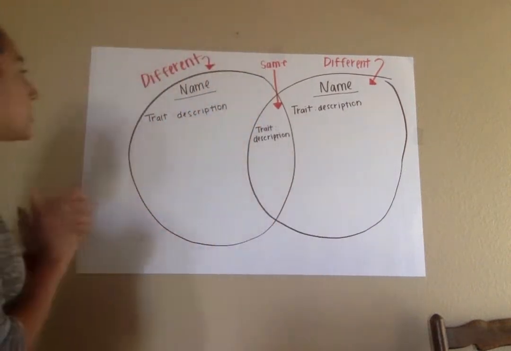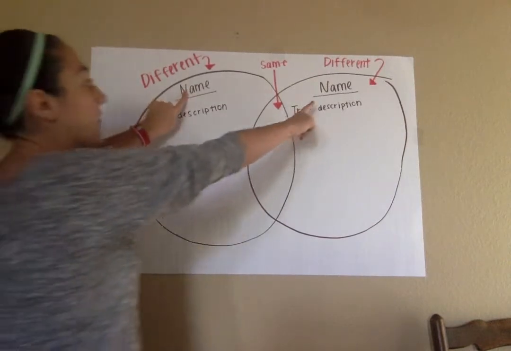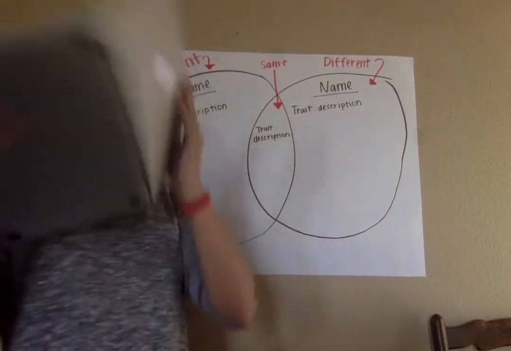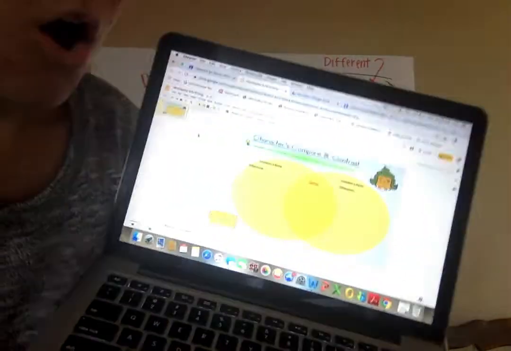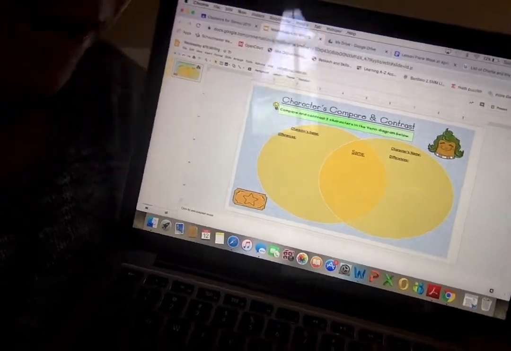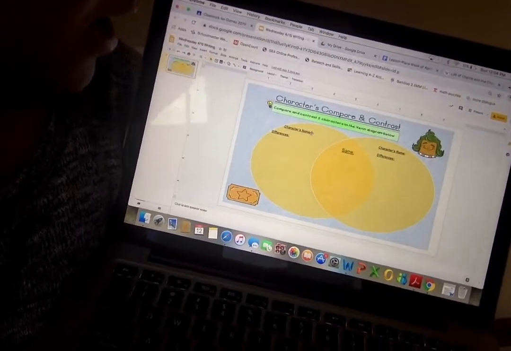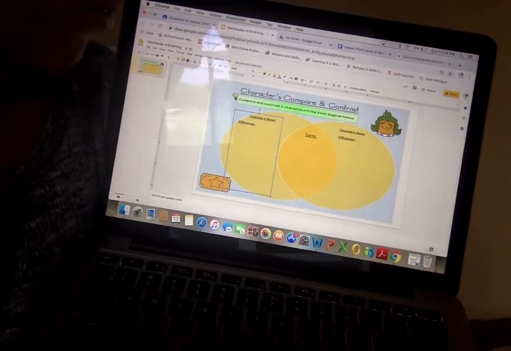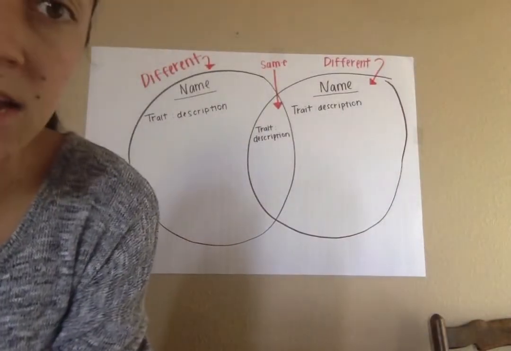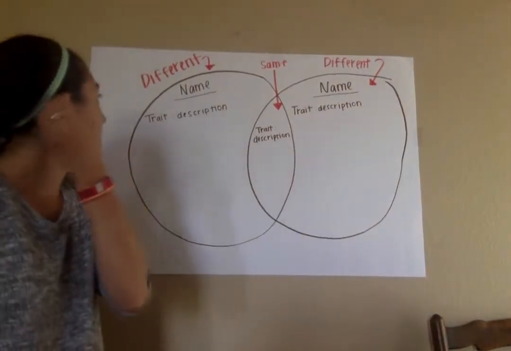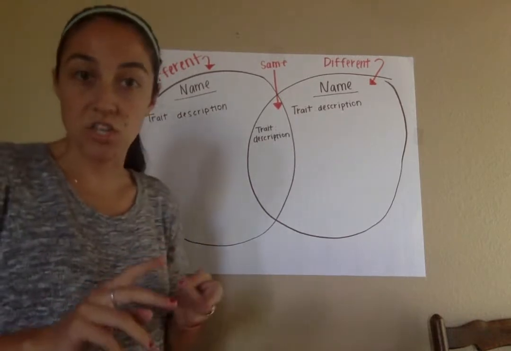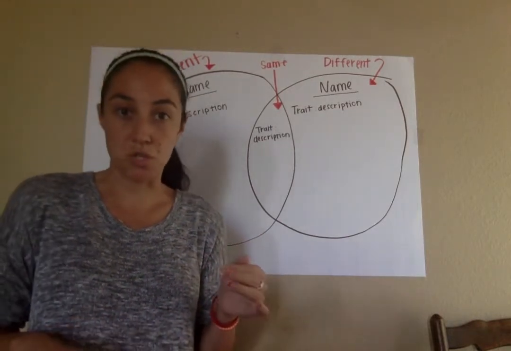So you're going to choose two characters, and you're going to put their names at the top. On the one on your Google Classroom account, all you are going to do is click on character name, and then you can start typing their name right there. On your paper one, you'll just write in their name. And then the next thing you're going to do is you're going to write down traits and a description of each of those traits, or an example from the story.